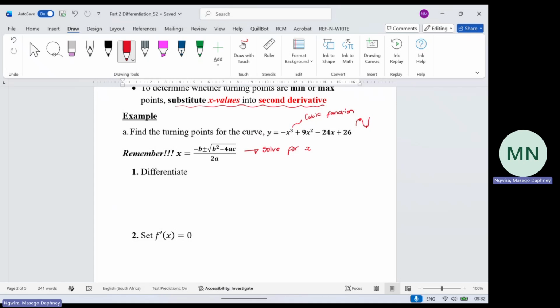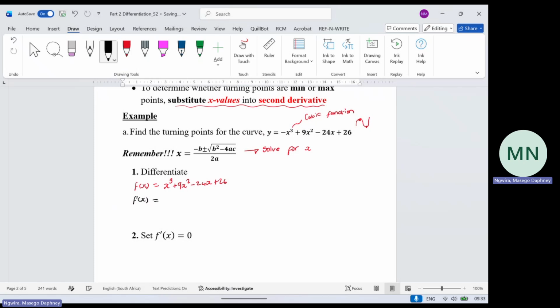So when we differentiate, we are going to remember our f of x. Remember I said y is equal to f of x, so it's the same thing. So remember we have our f of x is equal to x to the power of 3 plus 9x squared minus 24x plus 26.